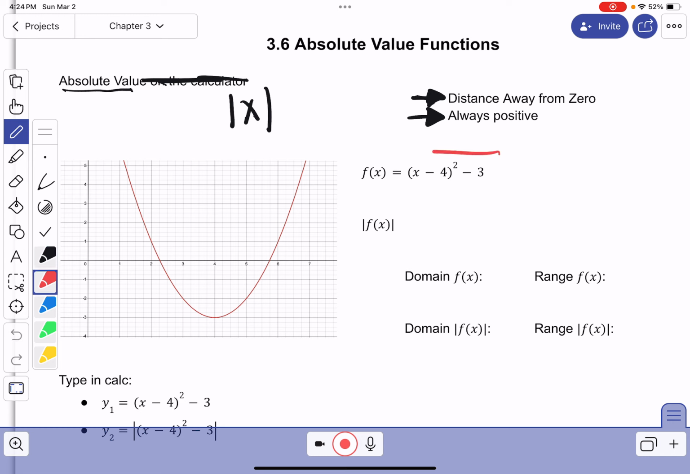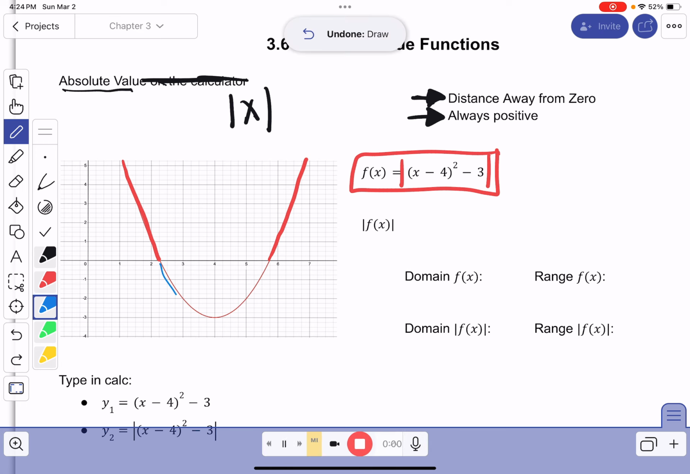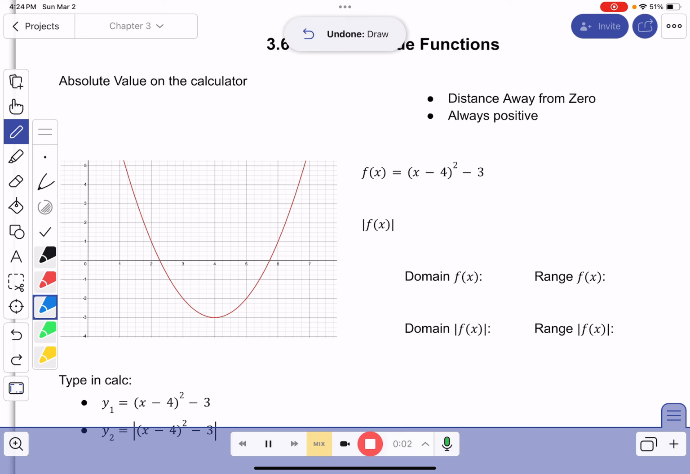So this red graph is f of x. If I take the absolute value of that whole graph, we're taking everything and making it positive. So this piece stays the same. This piece stays the same. And all of this down bottom has to become positive. So this point, 3, negative 2, is going to become 3, positive 2. This point, 4, negative 3, is going to become 4, positive 3. 5, negative 2 is 5, positive 2.